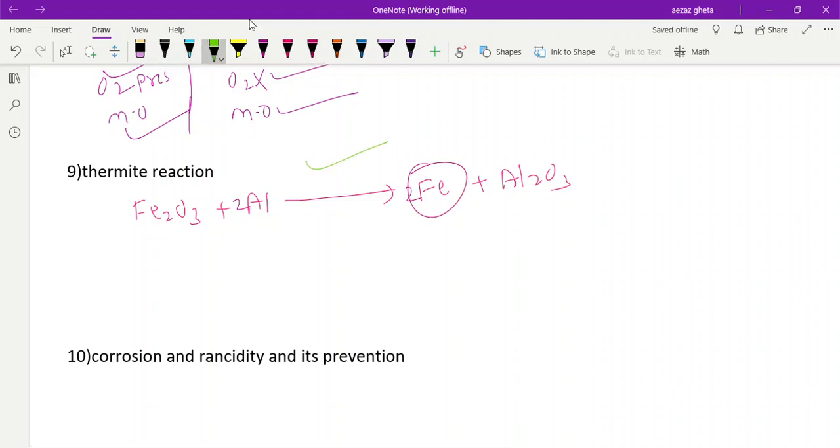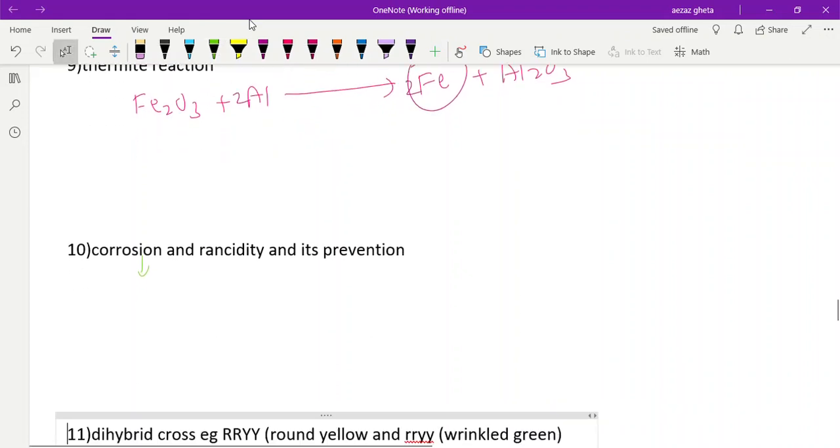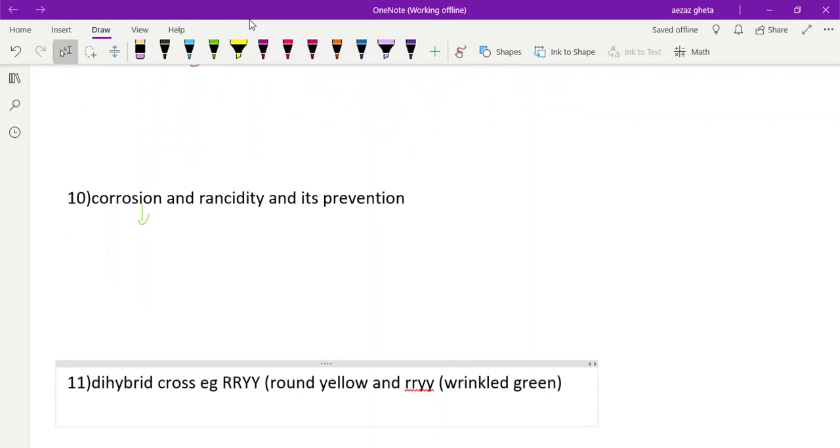Very important. Corrosion means slow destruction of metal, or gradual eating up of metal by the action of air, water and acid.